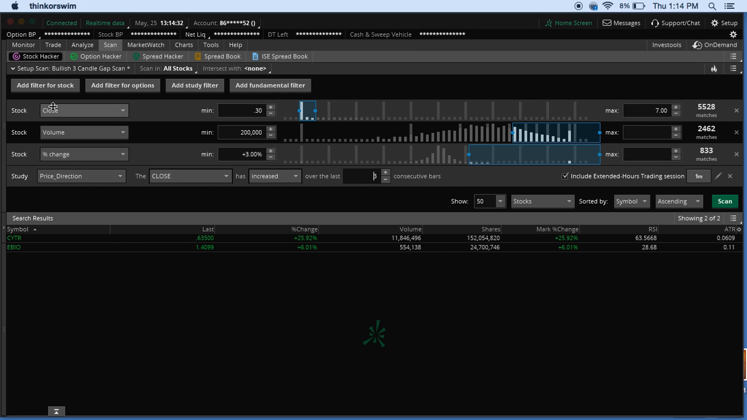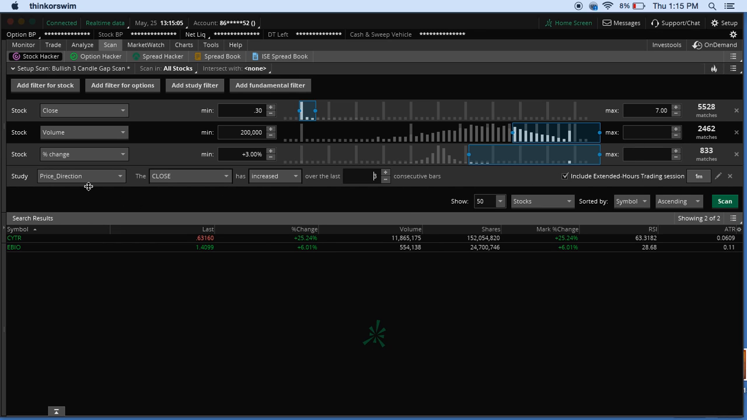So you should have on your stock scanner a close, a volume, and percent change. Those are the 3 categories you need. I personally have mine where the close starts at a minimum of 30 cents a share. The max is $7 a share. The volume starts at 200,000, and the max is max because I don't want to put a limit on the amount of volume I get in a stock. The percent change starts at least at 3%, and then there's no maximum. I don't want a maximum on the amount of percent gains I can make.